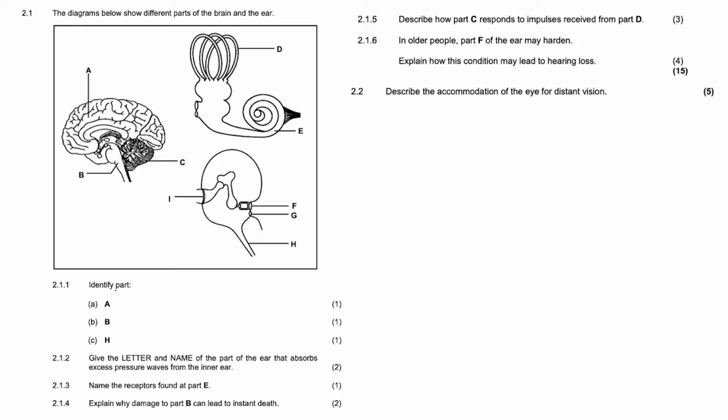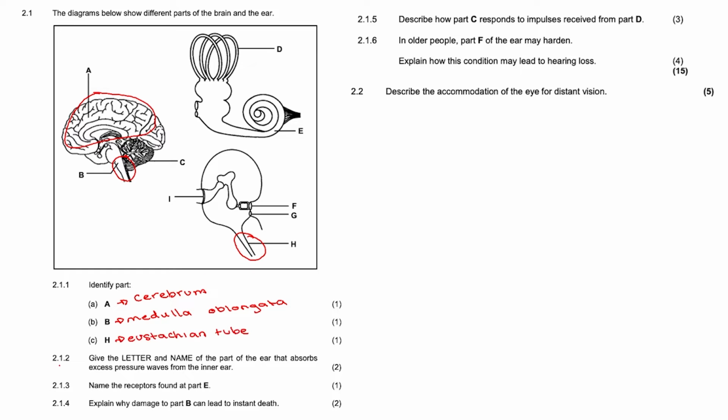Question 2.1.1. Identify the parts. A: Part A being the upper part of the brain, making it the cerebrum. B: Part B being the part that connects to the spinal cord, making it the medulla oblongata. C: Part H being the part of the ear that connects to the nasal area, making it the eustachian tube.